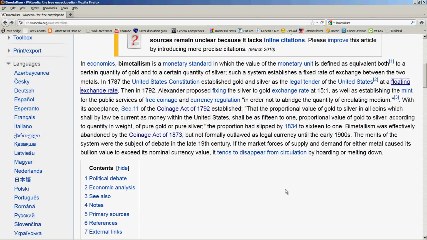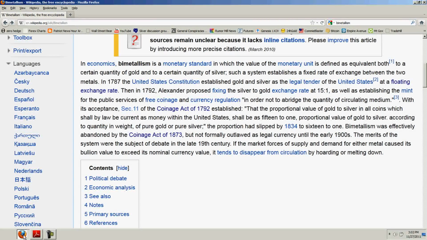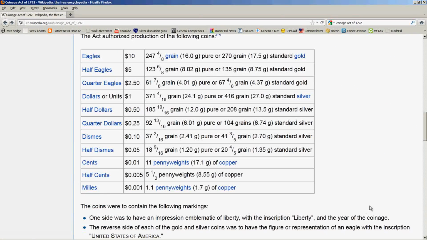Now the question is, why didn't we have one? Well, it's because of Alexander Hamilton and the others who voted for the Coinage Act of 1792. The Coinage Act of 1792 established that the proportional value of gold to silver in all coins which shall by law be current as money within the United States shall be as 15 to 1. Proportional value of gold to silver according to quantity in weight of pure gold or pure silver. And they also have standard gold and standard silver. We're going to look at some of these definitions when we look at the Coinage Act of 1792.